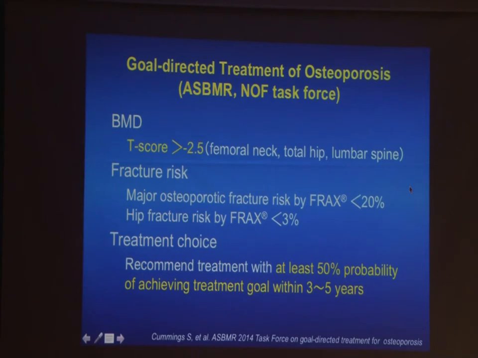So with the development of these strong bisphosphonates and strong anti-osteoporotic drugs, there's a movement to create a goal for treatment of osteoporosis, just like diabetes, cholesterol, hypertension, uric acid, and so forth. So now the task force is proposing a BMD score of minus 2.5 as one of the targets, but there's still discussion that this should be 2.0 so that much less fracture will be expected.